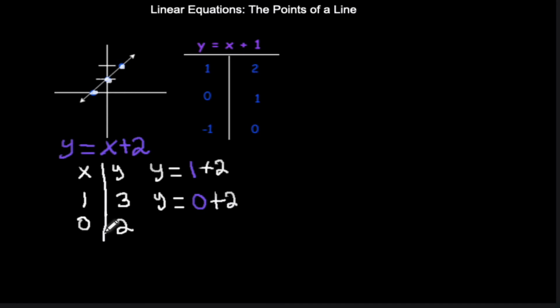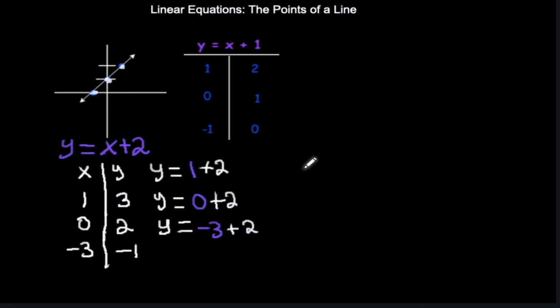And last but not least, let's go with one more point. So we'll choose negative 3. Okay, so let's plug negative 3 in for x. So that's negative 3 plus 2. And so negative 3 plus 2 is equal to negative 1.